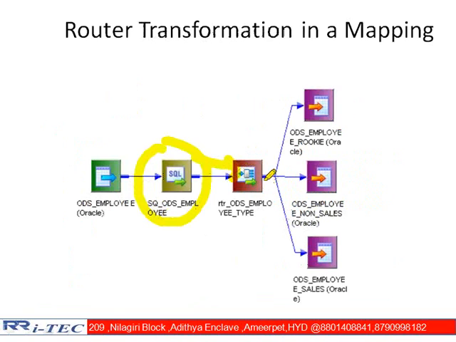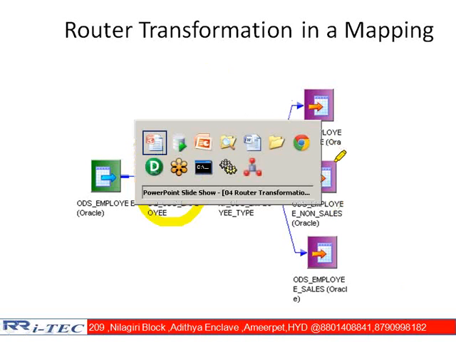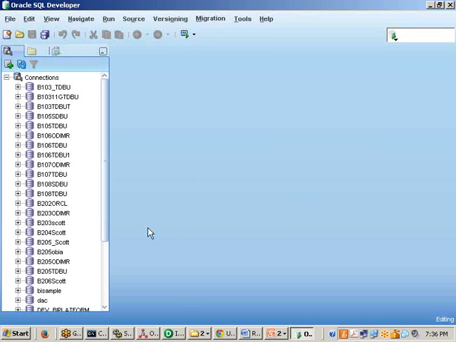Then it is trying to separate the records speed. That means what, sir? Here performance is improved if you use the router. What is the meaning of group here? The meaning of group is, let us say, the sales team is one group.